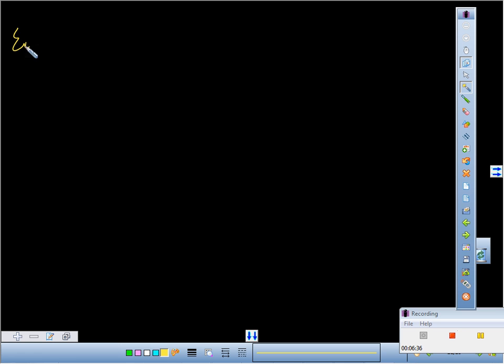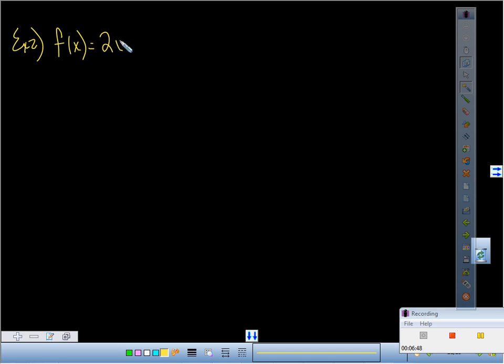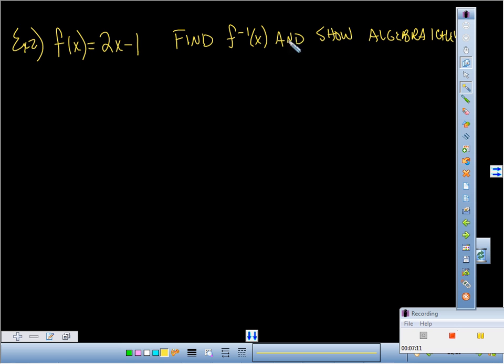We're going to skip example 1. We're going to do example 2 in your book. Actually, it's not even example 2. I'm kind of making it up, but it's like example 2. If I tell you that f of x is equal to 2x minus 1, this is what I want you to do. Find f inverse of x and show algebraically that they are inverses, or however you want to say it.